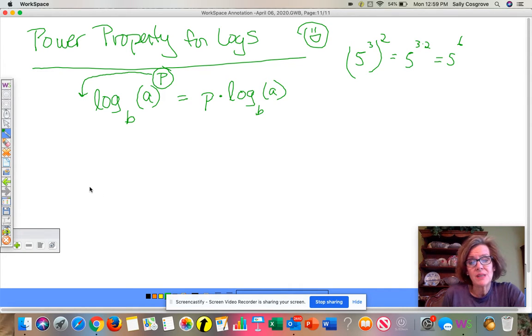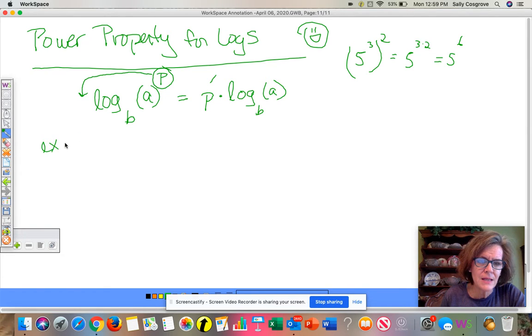So let's jump in and see what this might look like. Not only can you rewrite it with the power, putting it out front like this, if I needed to expand something, if I need to condense it to solve, and I have a power being multiplied out front, I can take it and put it right up here in the exponent spot, and it'll look like this. So again, not just going left to right, but it also works going right to left.